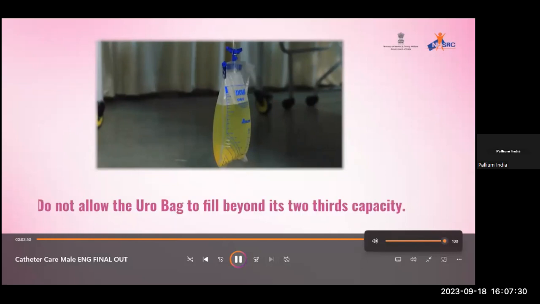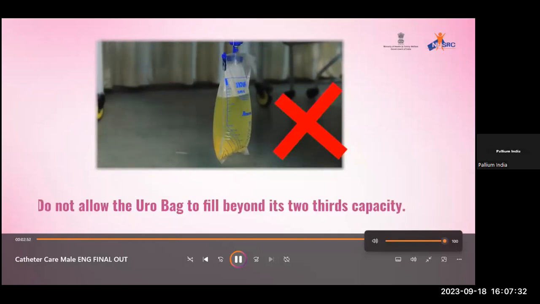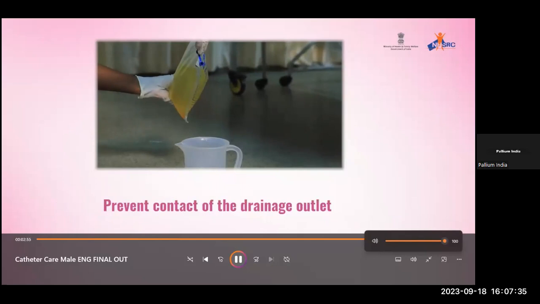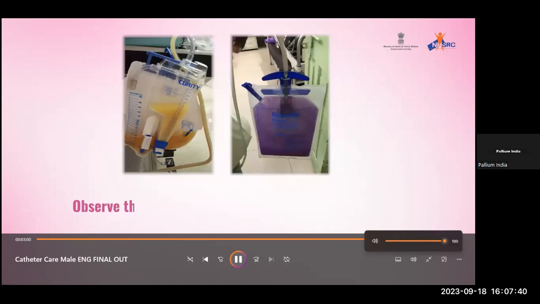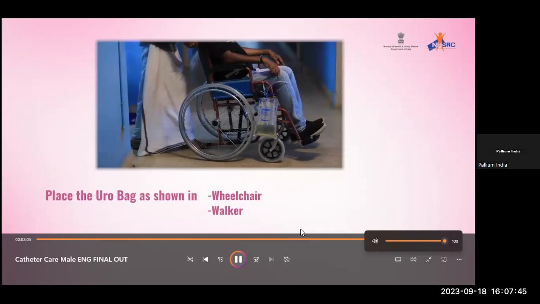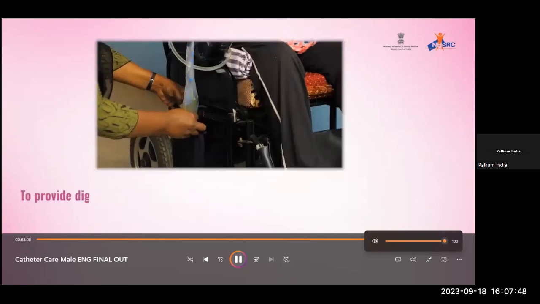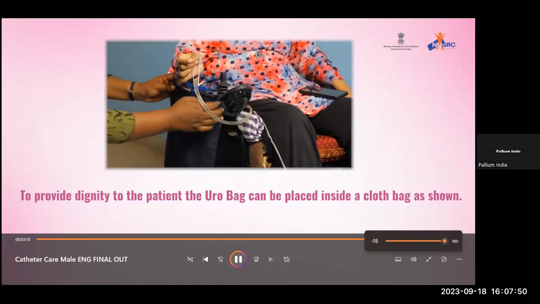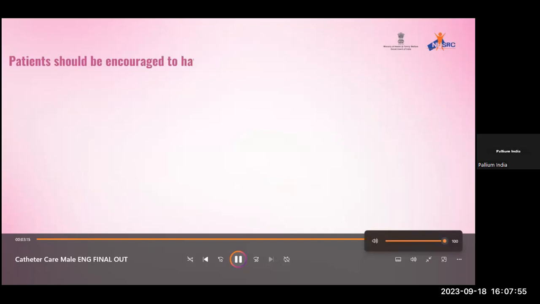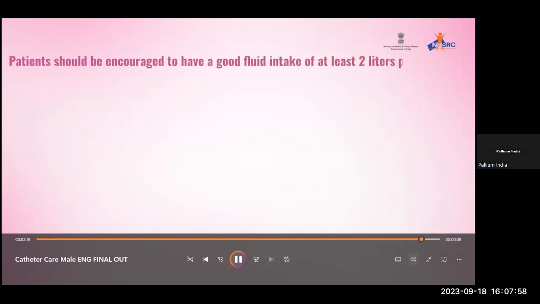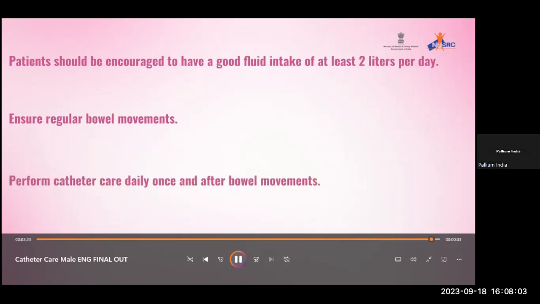Do not allow the urobag to fill beyond its 2/3 capacity. Prevent contact of the drainage outlet with a non-sterile collecting container. Observe the urine color for identifying any infection. Place the urobag as shown in the wheelchair or walker. To provide dignity to the patient, the urobag can be placed inside a cloth bag as shown. Patients should be encouraged to have a good fluid intake of at least 2 liters per day. Ensure regular bowel movements. Perform catheter care once daily and after bowel movements.